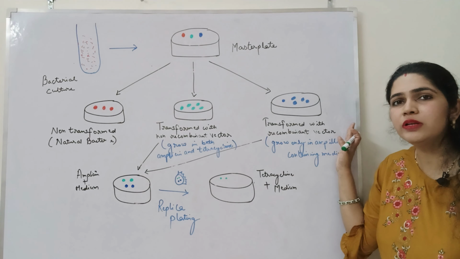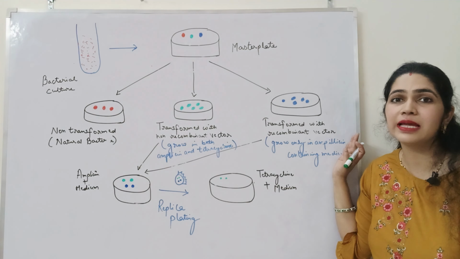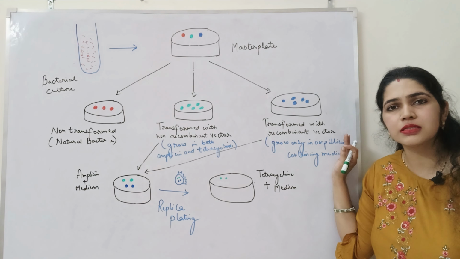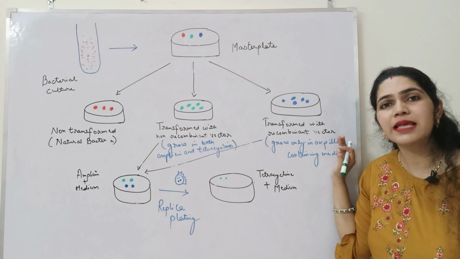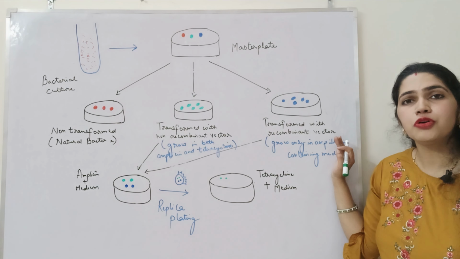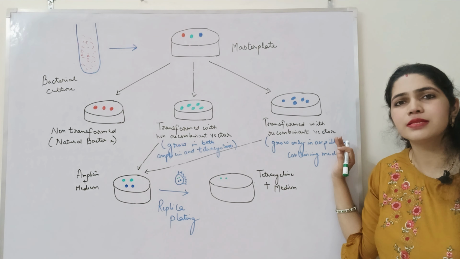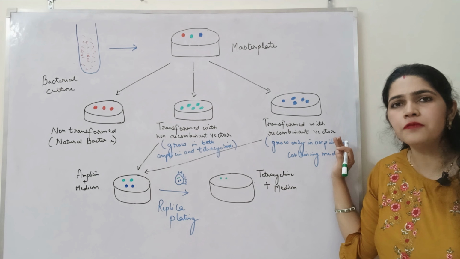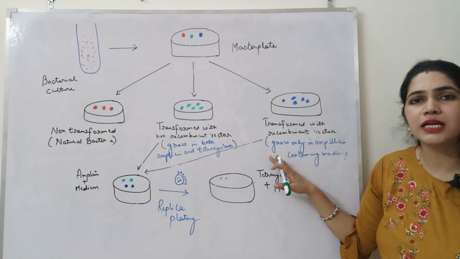And the third one, the blue one, will represent the transformed with recombinant vector. These are those bacterial colonies that contain my gene of interest, as my gene of interest is inserted at such a place in the cloning vector where my tetracycline gene is present. So these colonies do not show resistance towards tetracycline, as my tetracycline resistance gene is not active but inactive due to the insertion of my gene of interest. But they are able to grow on ampicillin containing medium.